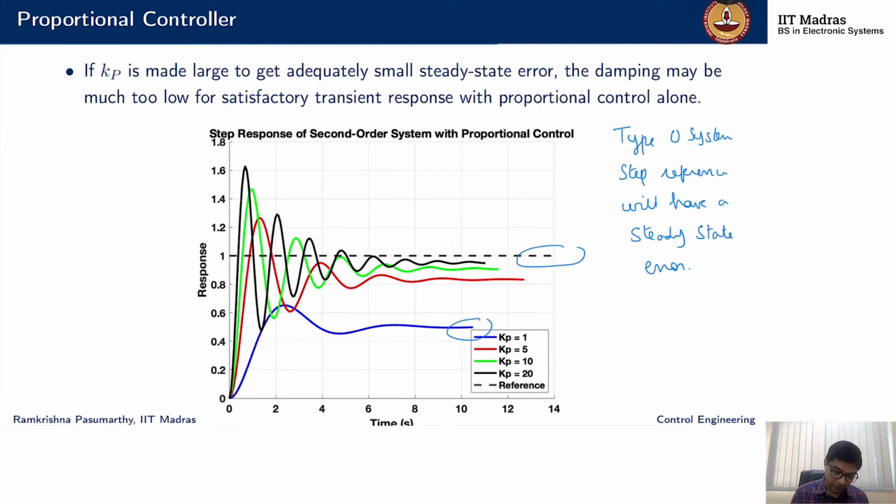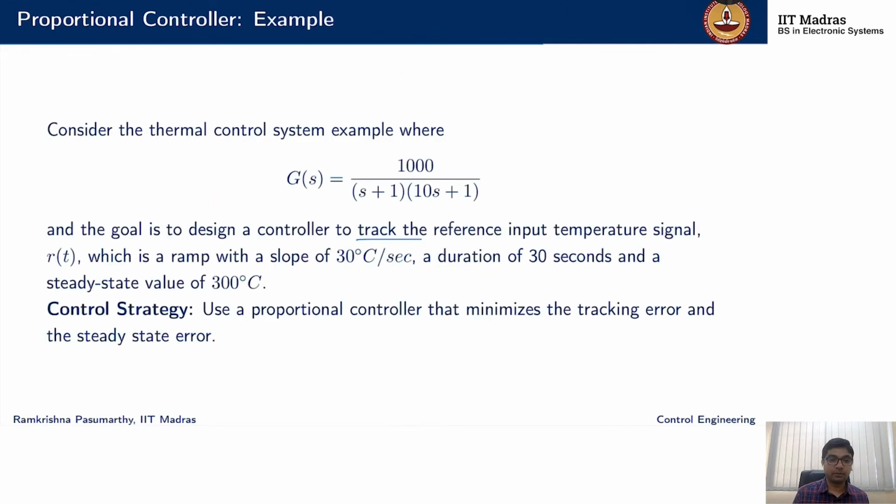So for small value of Kp, I have a much larger error. And if Kp is made large, I am getting a smaller steady state error. Okay, of course, in this case, well, the damping may be too low for a satisfactory transient response with proportional control alone. So the reference input was such that it had an initial slope of 30 degrees centigrade per second for a duration of 30 seconds, and then the reference moved to a steady state value from a reference which was a ramp. It just became a constant reference.